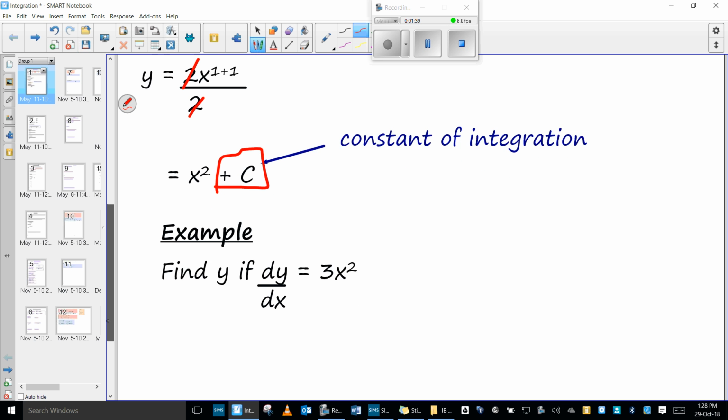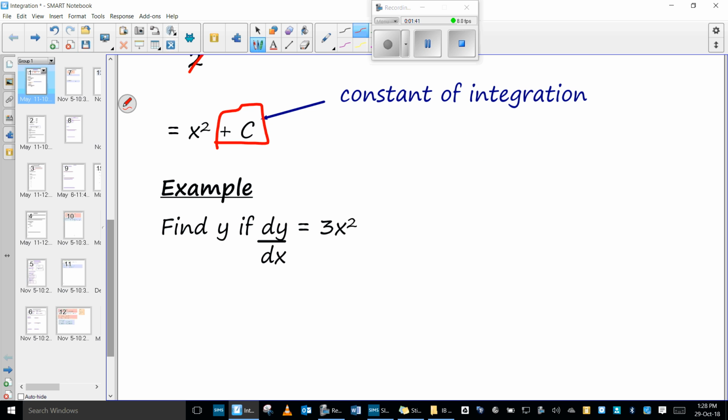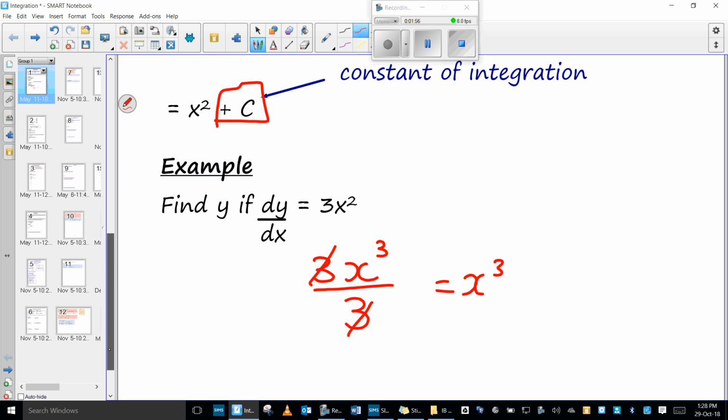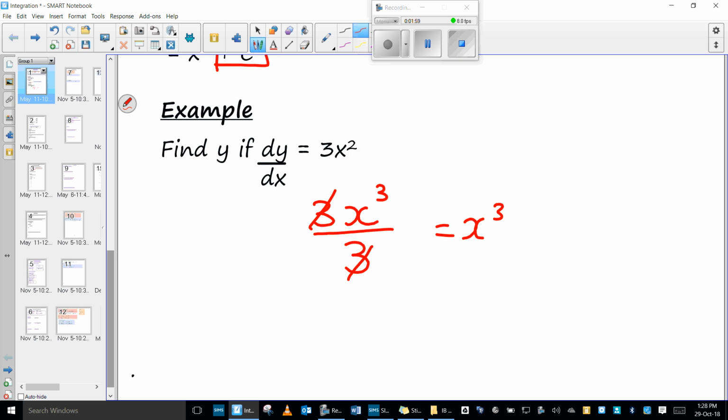So here we go. Find y if dy/dx is 3x squared. What would we do? We would have 3x to the power 3, over 3, the new power. They cancel, we just get x cubed. Next page.